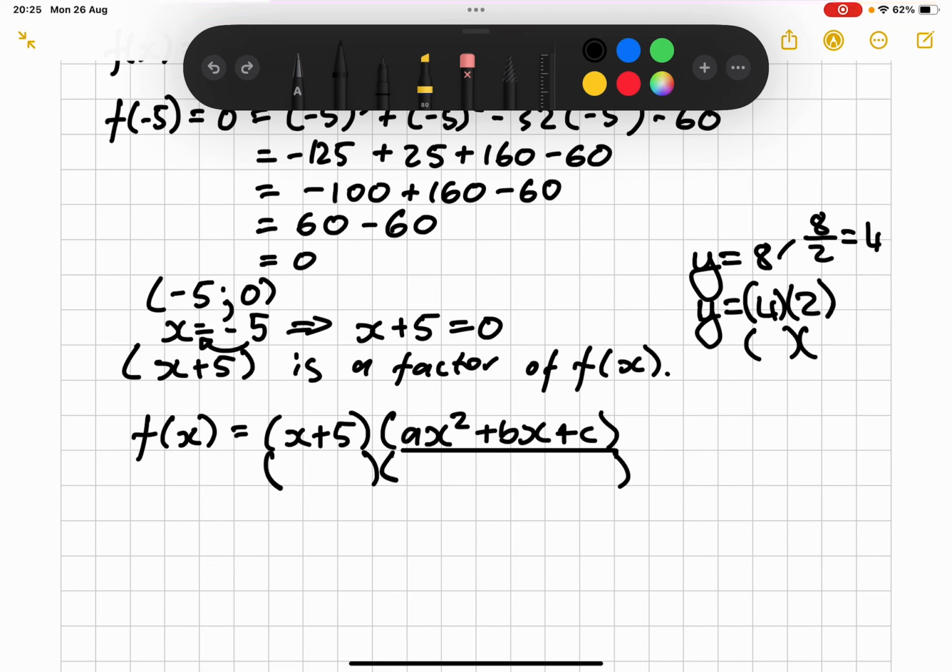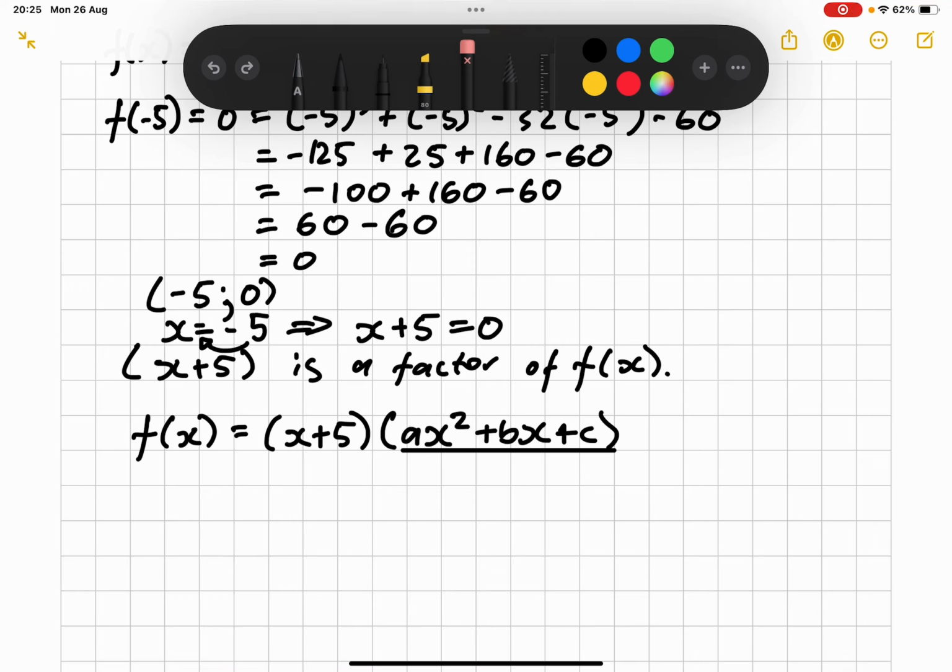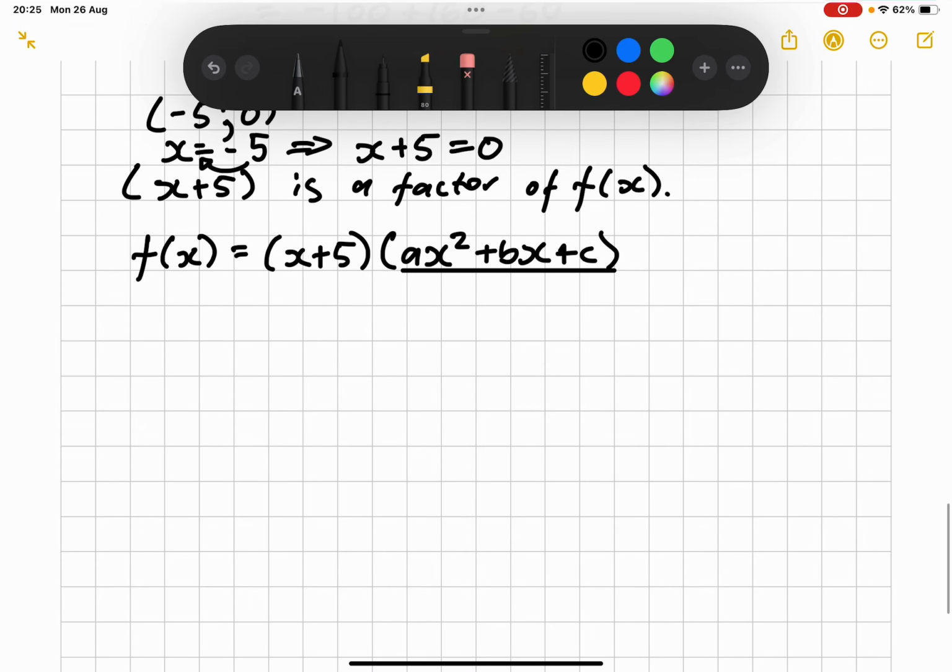So I'm just going to get rid of all this though, because it's not fully relevant, but do you understand the whole factor thing? So that this x plus 5 is a factor of the function.